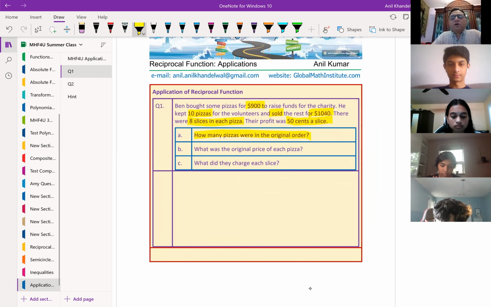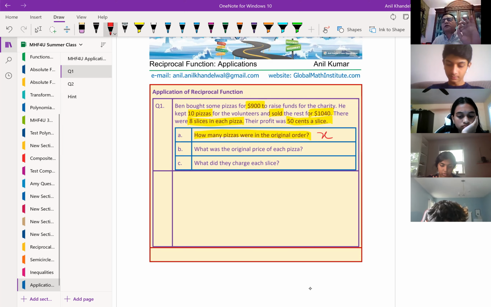So when you have 'how many pizzas were in the original order', let us say there were X pizzas in the original order. Define your variable. So first step is define your variable. Let there be X pizzas in the original order. Is that correct?